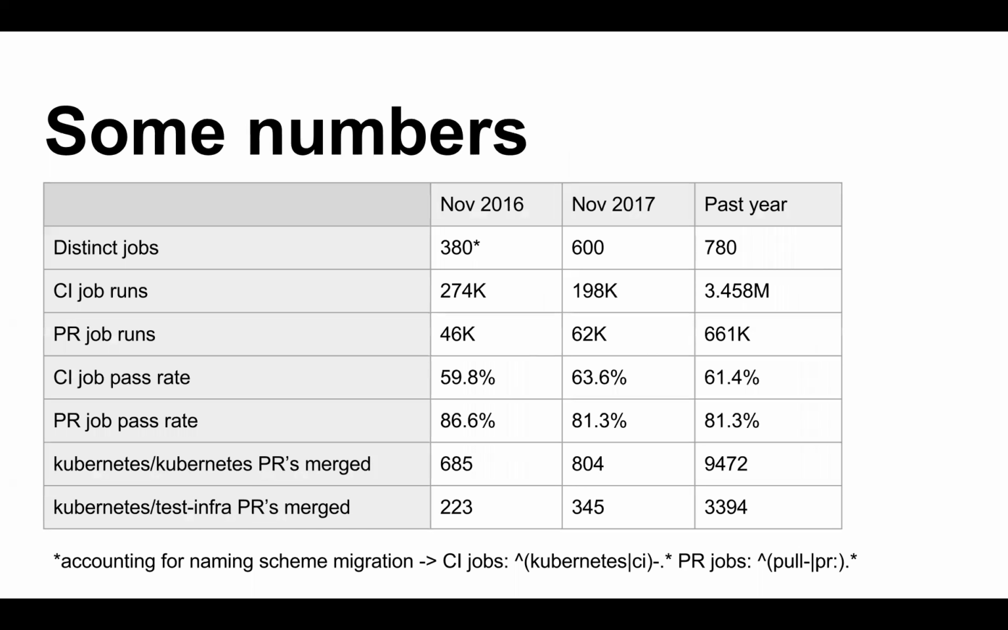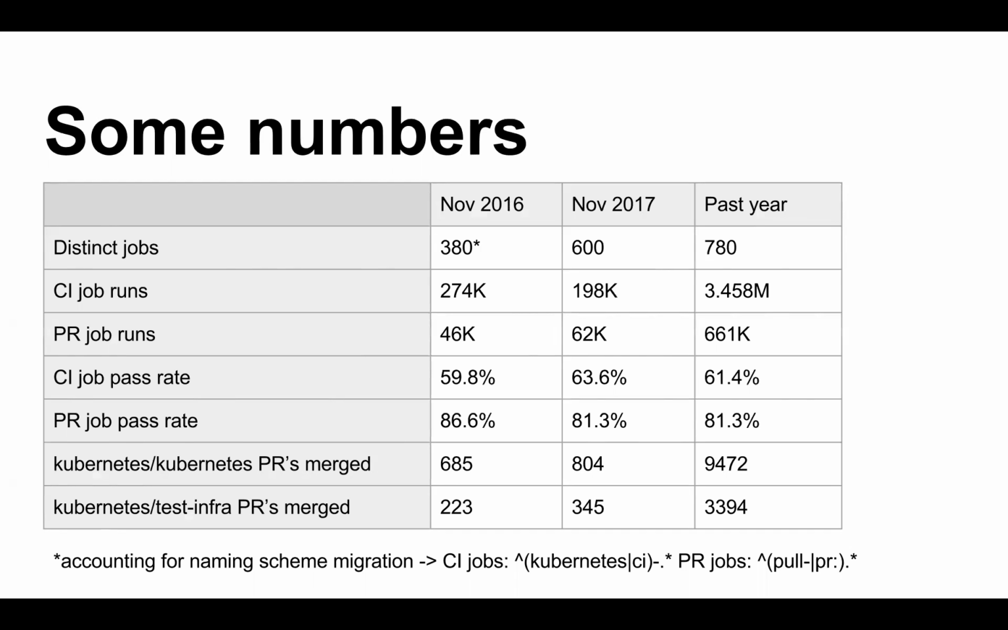Fun numbers that I found by scraping through the same BigQuery table that stores all the results that Kubernetes and a couple other things look at. Some of the numbers I found interesting were that over the past year, we've run about 3.5 million jobs, and that's just post-submit jobs. We've also run about 650,000, 660,000 pull request jobs. So ballpark, that's 4 million for the year, which is a lot.